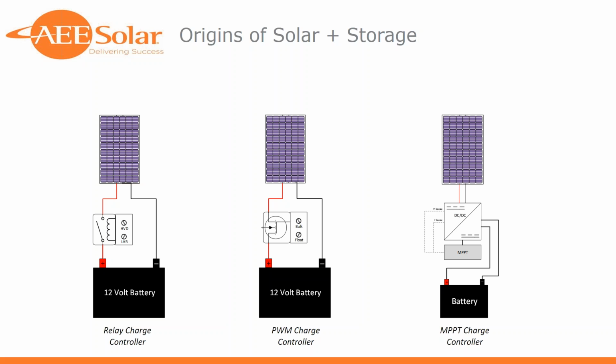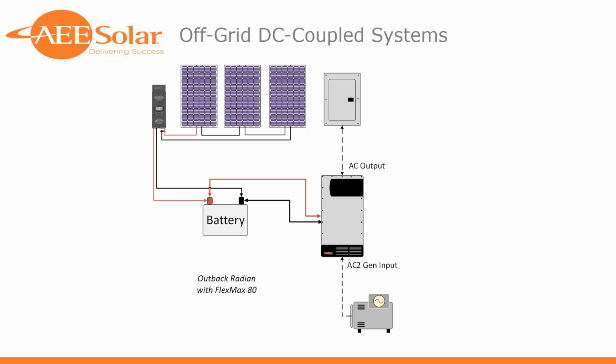Now you notice we haven't introduced any inversion, but the most straightforward way to connect an array to a battery is through a charge controller. Thus, in the roots of our industry, we didn't have the term DC coupled because there was really only one way to do it. So when we add an inverter here, now we've got the ability to invert from DC to AC.